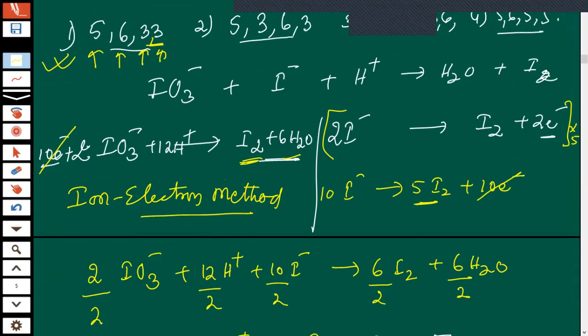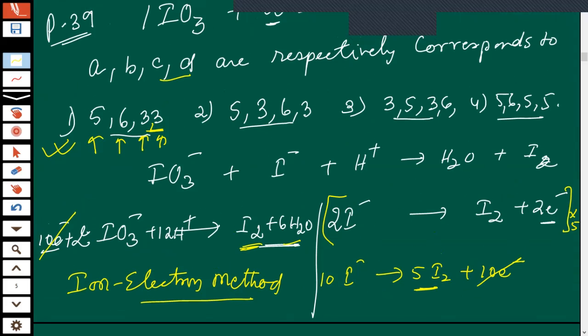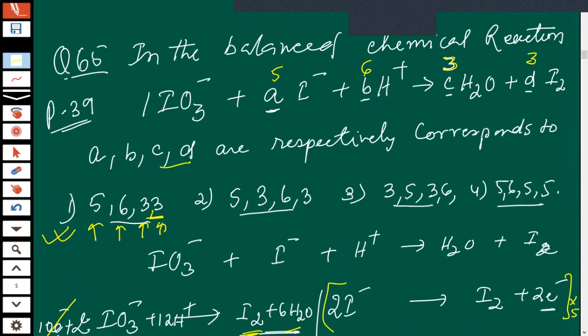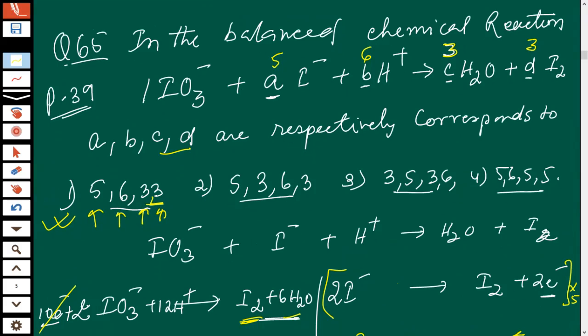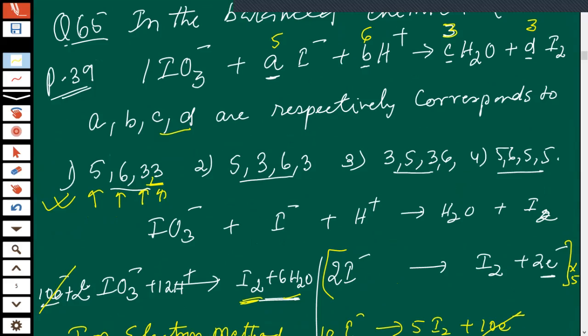One student told something. What, beta? Sir, we can use the hit and trial method also. You can use the hit and trial method also, but it will take more time. That is the correct method. Otherwise, you can use these numbers, since we know any one option is correct, start putting and see whether all are balanced or not. That way will take more and more time.